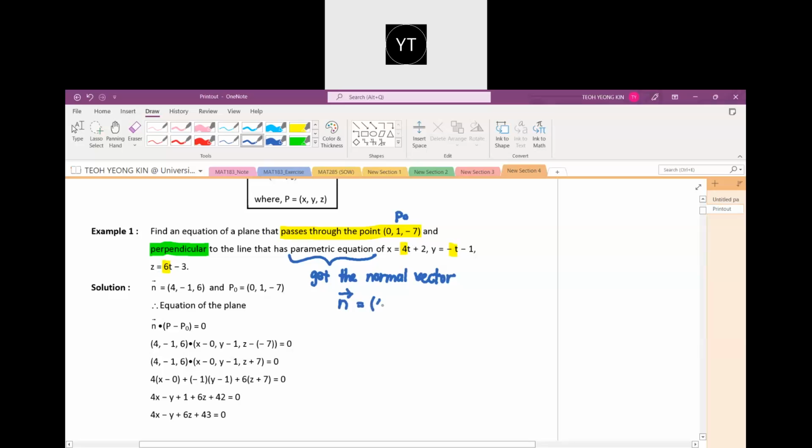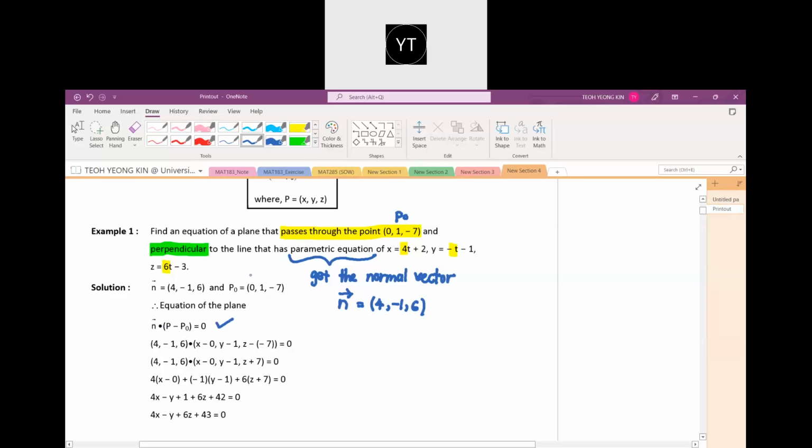So 4, -1, and 6. Since we have the normal vector and we have the P naught, you can see here is the formula: dot product of n with p minus p naught equals 0. This is our n vector, a normal vector, which is 4, -1, and 6, dot product with x, y, and z. Where do x, y, z come from? That is p. P is the variables x, y, and z.